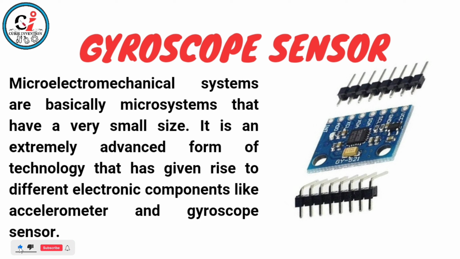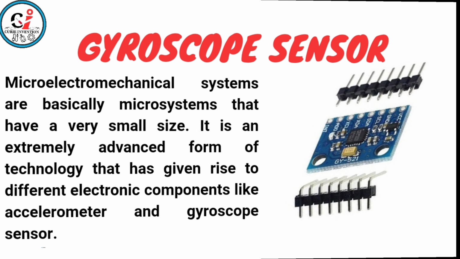Gyroscope sensor. Microelectromechanical systems are basically microsystems that have a very small size. It is an extremely advanced form of technology that has given rise to different electronic components like accelerometer and gyroscope sensor.